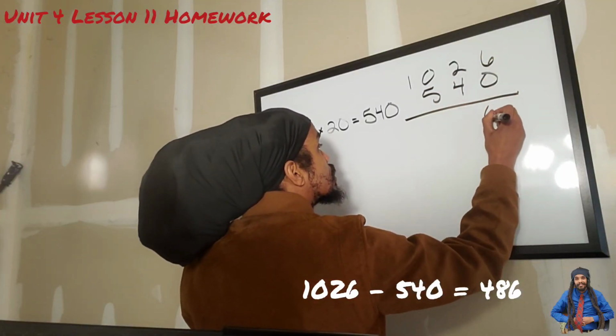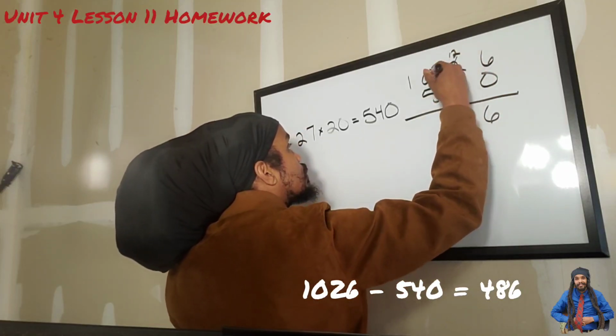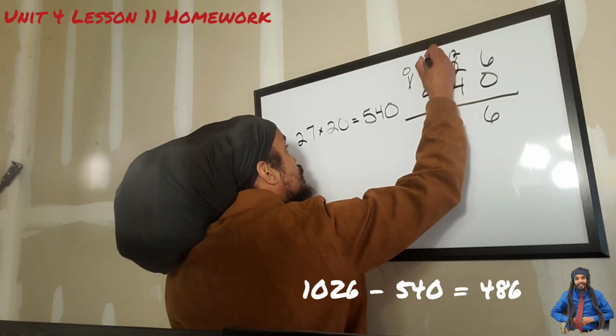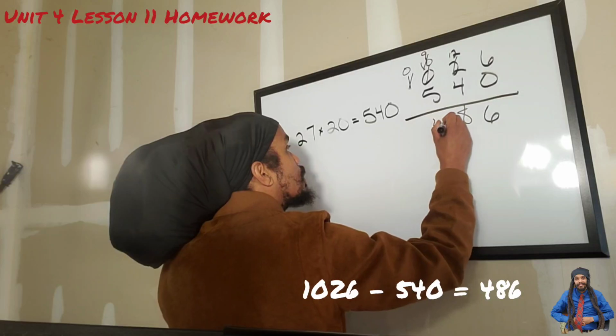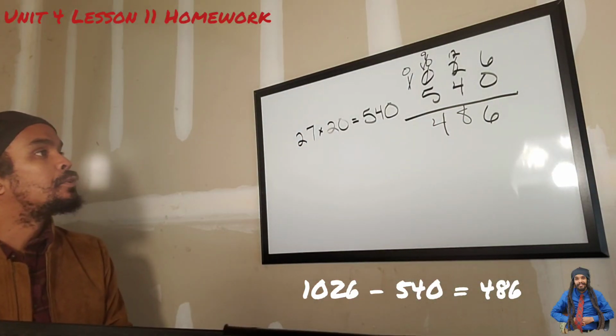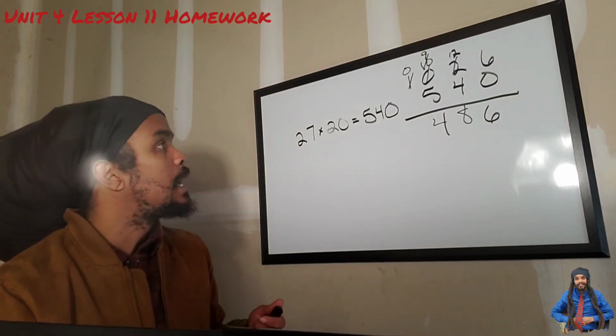equals 6. Oops. Hold on a second. This turns into 10, then turns into 9, so 8. All right, so now we got 486. That's how much we have left.